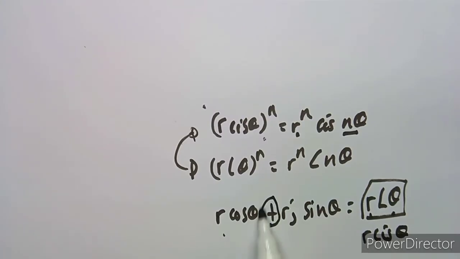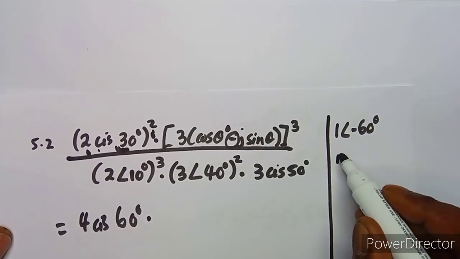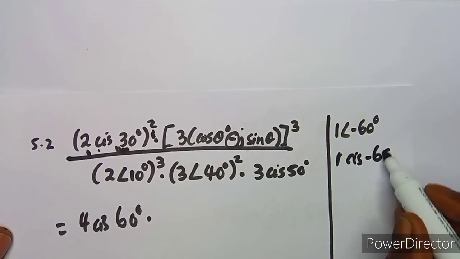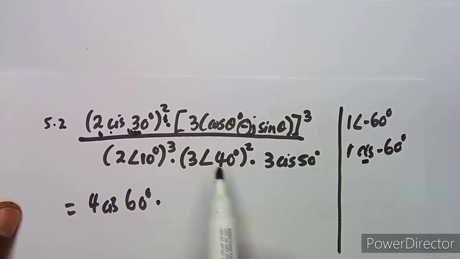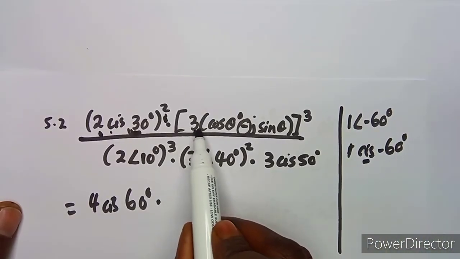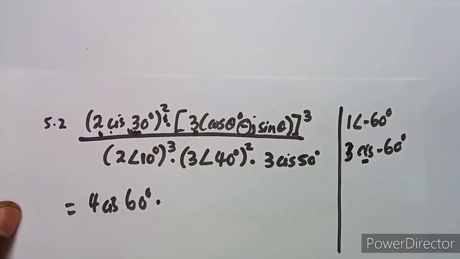But if it is a negative, it's going to be minus here. So this one is same as 1 angle of minus 60, or 1 cis minus 60. Since I have written this one in terms of cis, I'm going to maintain cis. But remember, there's a 3 which is outside. So it's going to be 3 times 1, which is actually 3.